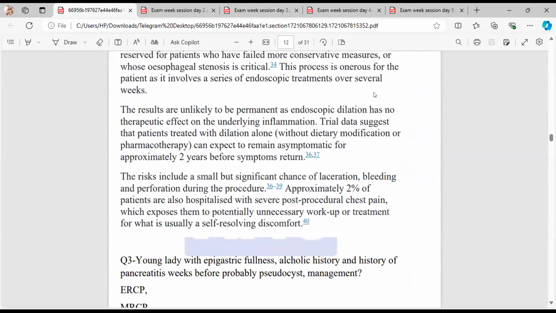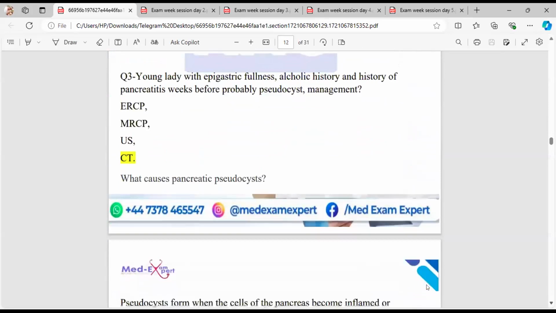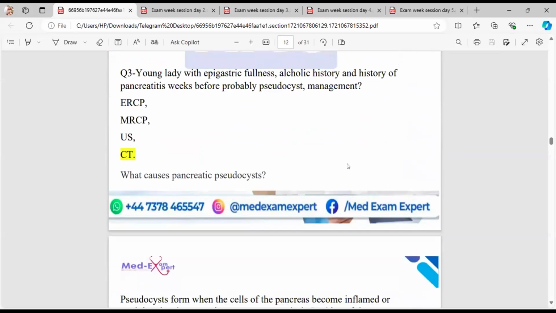Okay, and all this explanation is from the RCGP guidelines. So let's read the next question.